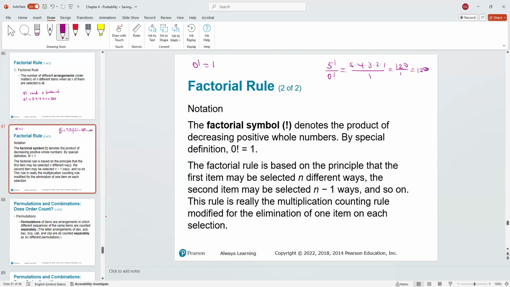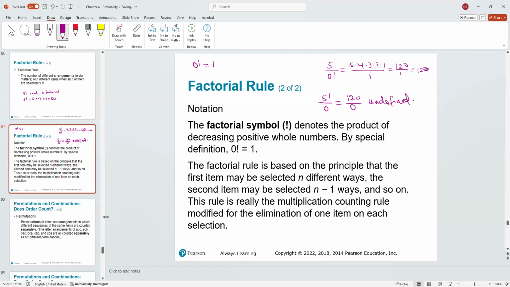But remember, 5 factorial over just 0, any number divided by 0, is undefined. You cannot divide by 0, but if it's 0 factorial, then that's by convention or by special definition. It is what it is. Factorials are very important, and we cannot do anything without using these rules of factorials.